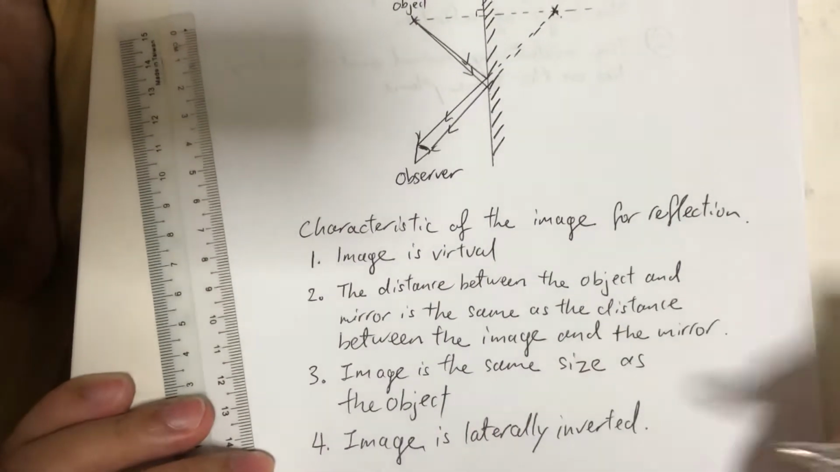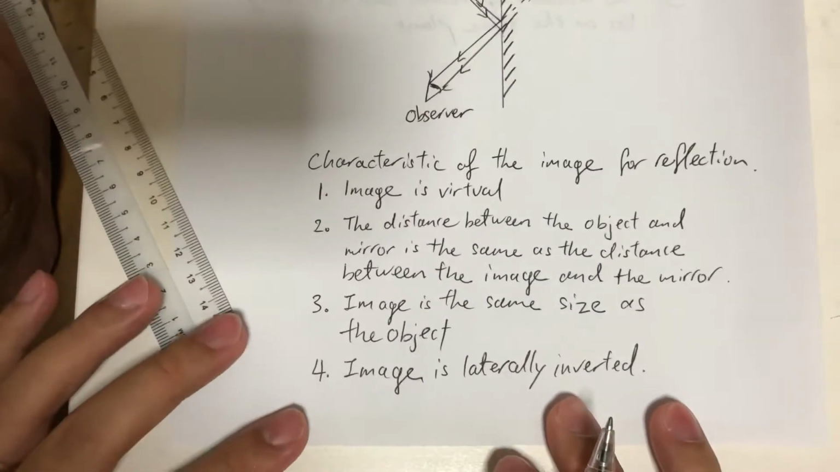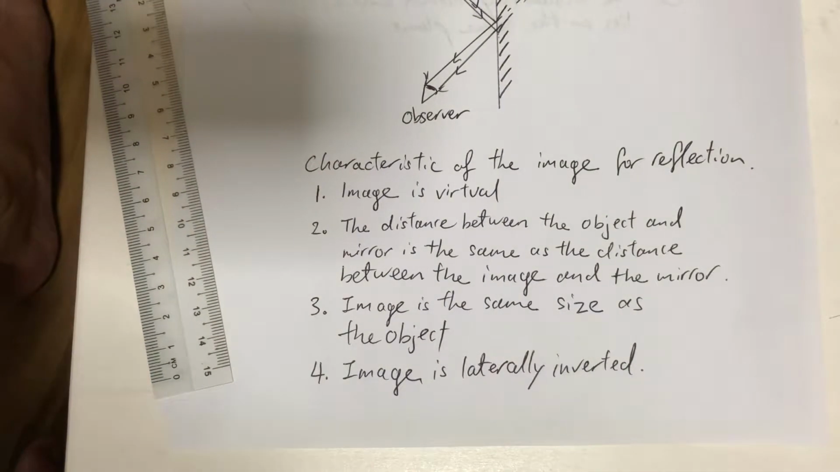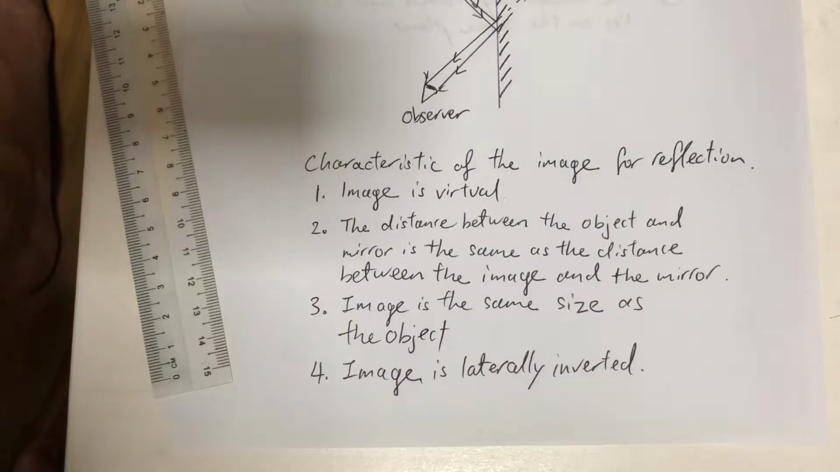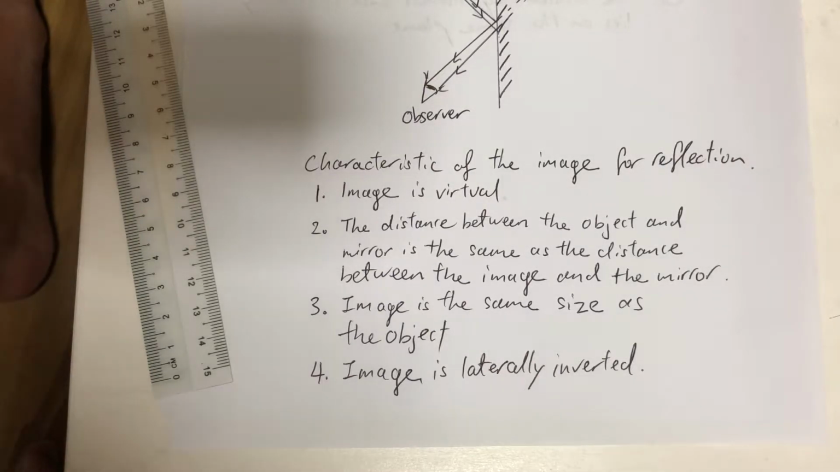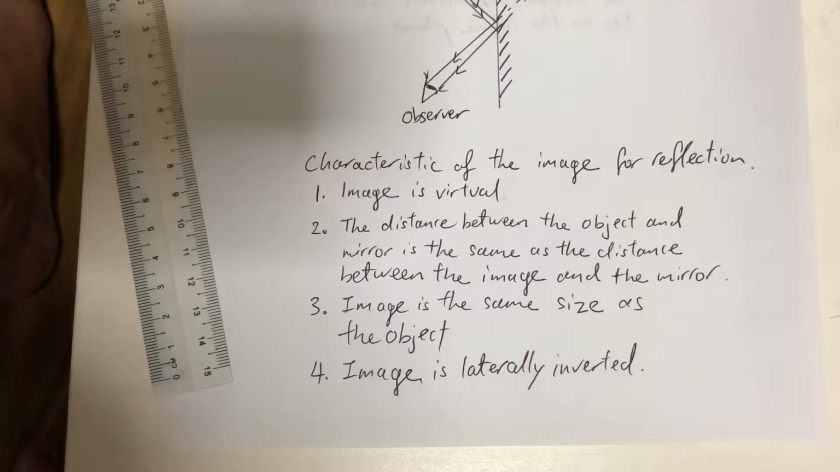It's important to note that this fourth characteristic is actually a perception. What do I mean by laterally inverted? When you look into the mirror, if you have a mirror in front of you now, look into the mirror. Raise up your right hand, and you notice that the image of yourself in the mirror actually raises its left hand. So this is what we mean by laterally inverted.